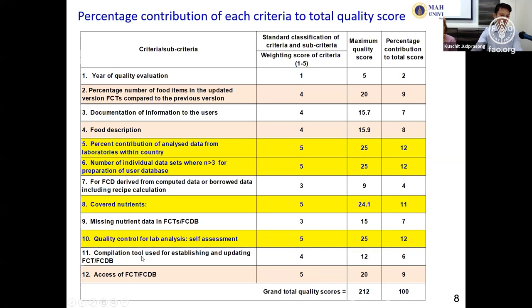Number 11 is the compilation used for establishing and updating the food conversion database. The rating score is 4. And the access to the food conversion table, food conversion database, the maximum score is 5. So according to the 12 criteria, you can see that the maximum score is in number 5, number 6, number 8, and number 10. When we see the maximum score in this column, in this slide I want to show you only the major contribution of each criteria, which I already put in yellow color in 4 parts of each criteria.